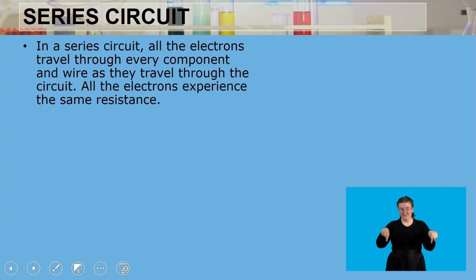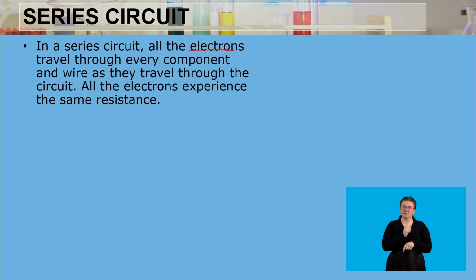When we move on and still talk about a series circuit, in a series circuit, all the electrons travel through every component and wire as they travel through the circuit. So every component that we find in an electric circuit will receive the electric charge, or will receive the electrons, and those electrons will be traveling through all the components that we find in any electrical circuit.